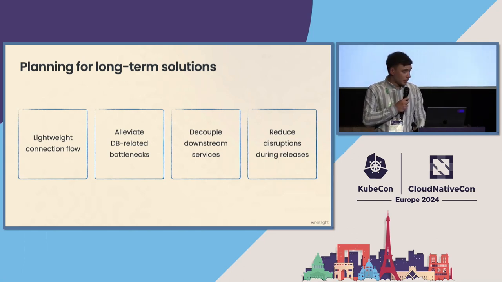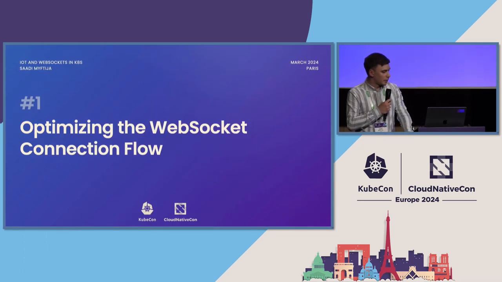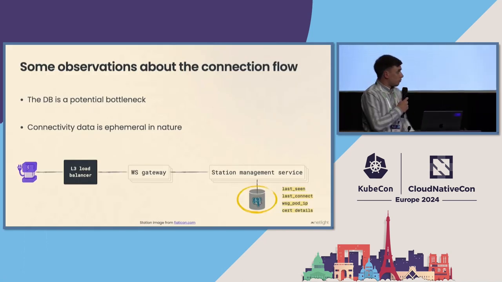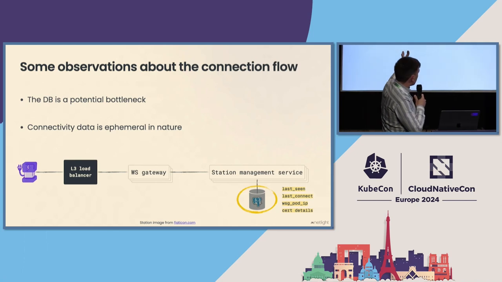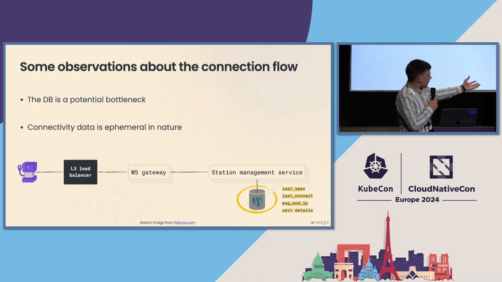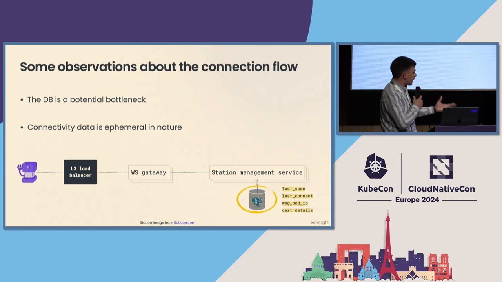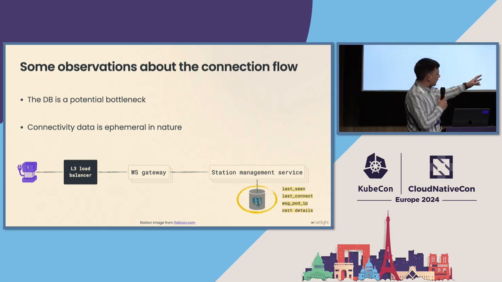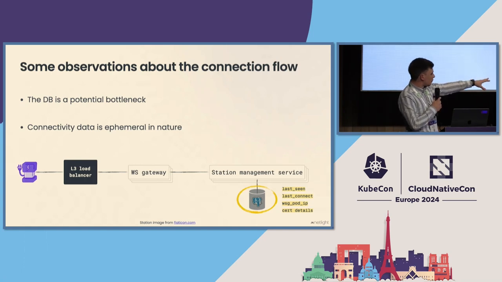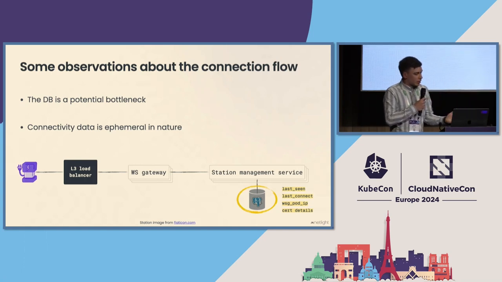And now we go into a little bit more concrete approaches, how we try to achieve this. First, I'll discuss optimizing the WebSocket connection flow. So some observations. We saw this earlier, this is not new. The key observation is that the connectivity data that we stored in the Postgres database was ephemeral in nature. That means that we don't really need the durability guarantees of Postgres to store that. And if we could avoid storing in the Postgres database, that would be great, because then in times of high load, we don't really need to reach out to the database, and we can avoid that bottleneck.